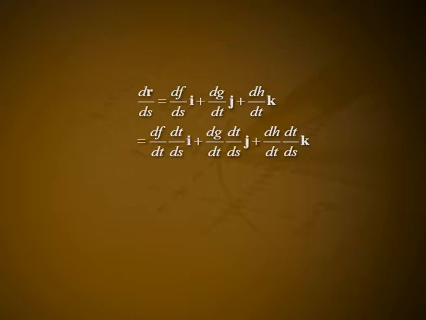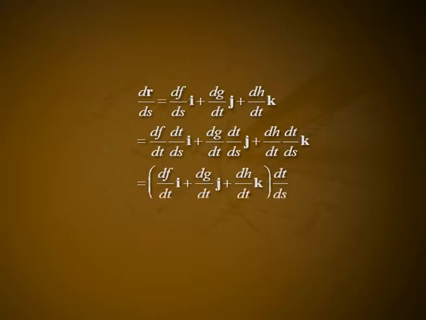The chain rule for differentiable real valued functions gives dr/ds is equal to df/ds i plus dg/ds j plus dh/ds k, which is equal to df/dt dt/ds i plus dg/dt dt/ds j plus dh/dt dt/ds k, which is equal to (df/dt i plus dg/dt j plus dh/dt k) dt/ds, which is equal to dr/dt dt/ds. The other results follow immediately from the definitions.